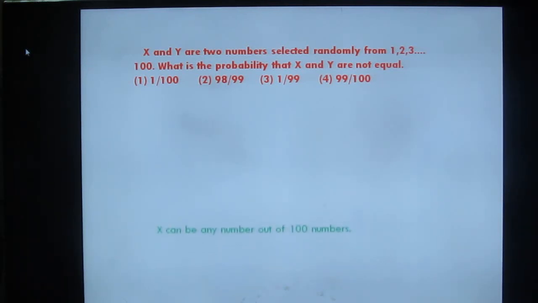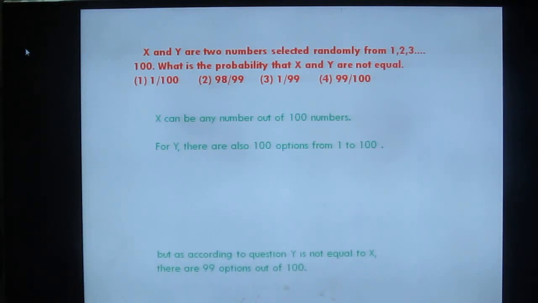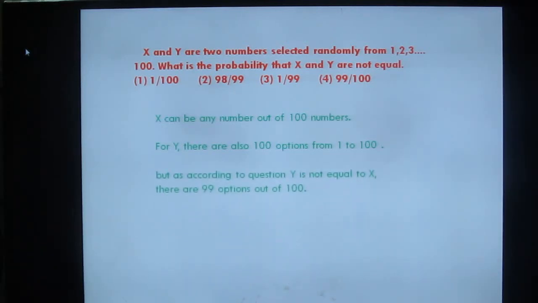One is like this: X can be any number out of 100. Y can also be any number from 1 to 100. But what is the condition given? As per the condition of the question, Y is not equal to X. That means, for example, if you select 1 for X, you should not select 1 for Y. That means the remaining 99 numbers are possible. So the answer is 99 out of 100.